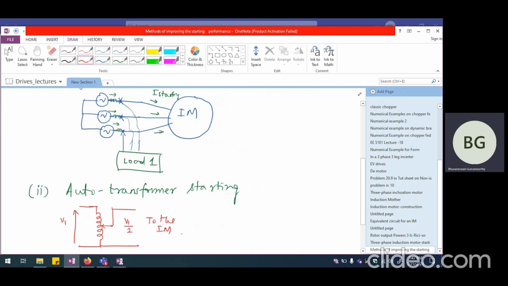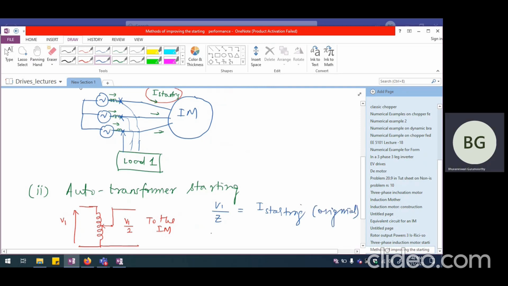When we reduce the voltage, the current will also be decreased, and correspondingly the torque is going to be decreased. Definitely the starting performance in that sense is not improving, but at least the very high current normally drawn by the induction motor is prevented. So in this particular case, originally the starting current would have been V1 by Z.